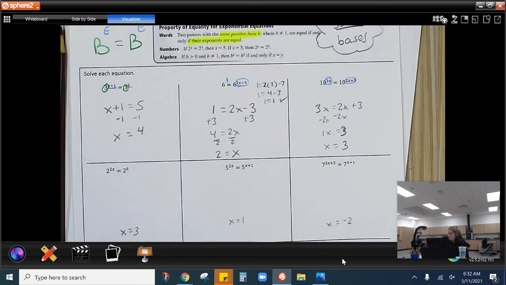All right. What happened to my backside? Here it is.